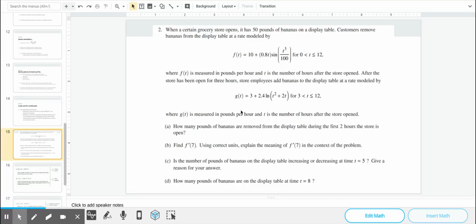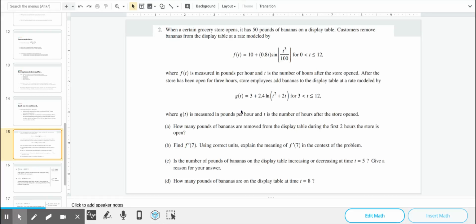Okay, part C. Is the number of pounds of bananas on the display table increasing or decreasing at time t equals 5? Give a reason. So we are specifically talking about how fast things are being taken off versus how fast things are being restocked. Okay, it's at t equals 5, so the restocking has already happened. If I can restock bananas faster than customers are taking off the bananas, then my number of bananas is increasing at that time.